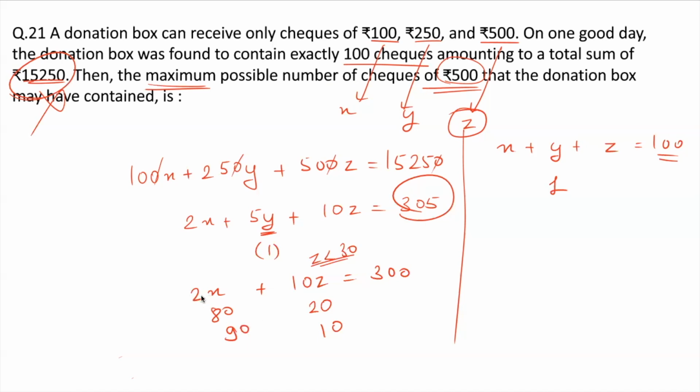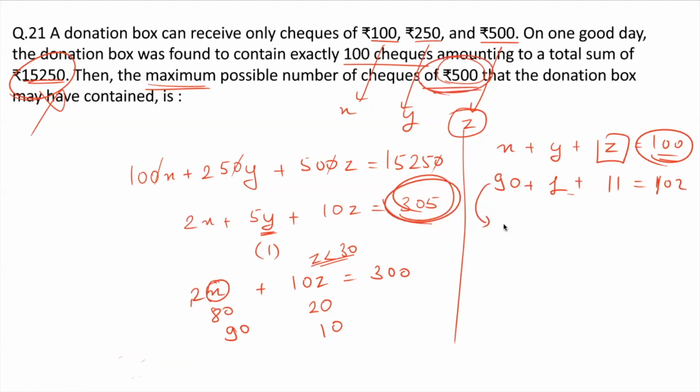When I do that, I get 2 into 90 plus 10 into 10, 180 plus 100, basically 280, but I need 300, right? So when I took x as 90, z as 11, it does not give me the total as 300. Also, the number of checks is greater. It's 102 now, but I want the sum to be 100. So I will compensate by reducing the number of 100 rupee checks, that is, by reducing the value of x.